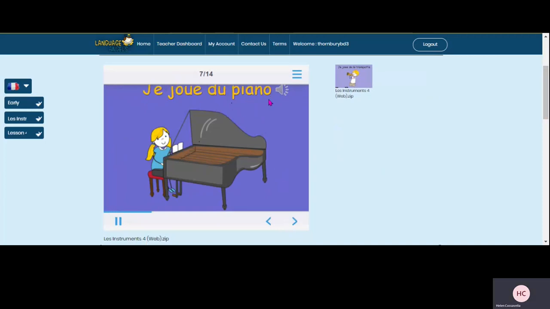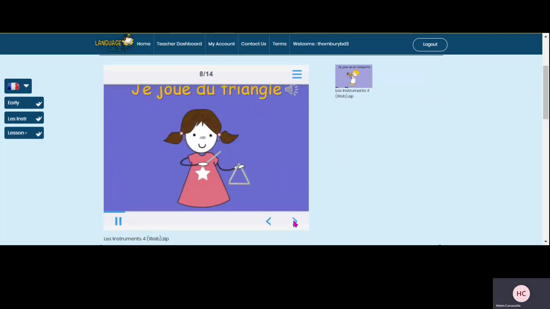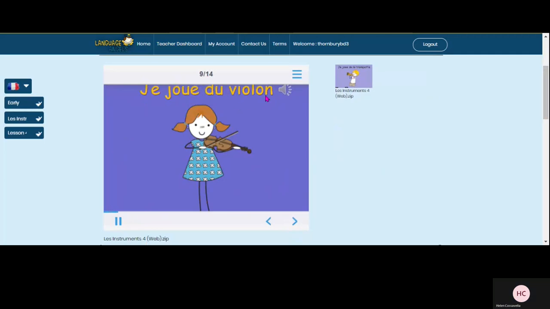Piano's a lovely, easy one because it's exactly the same as English. Triangle is the same as English as well, le triangle, but you just pronounce it differently. What's the different letter here? The way we say it is violin, they say violon. The O-N says an on sound. Can you say that? On, violon.